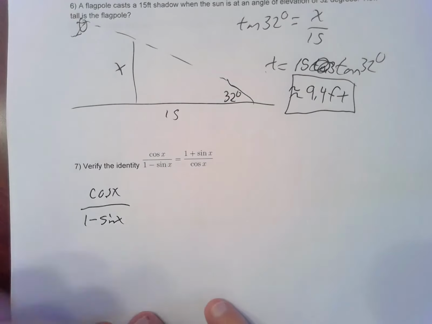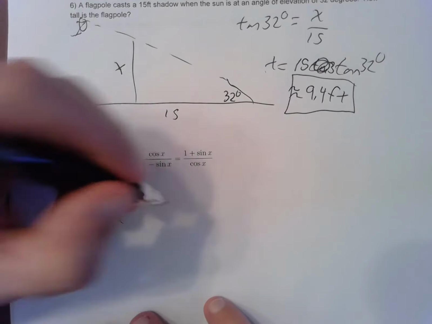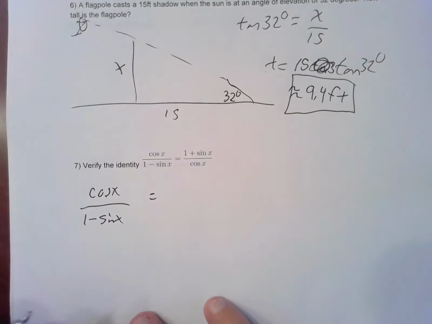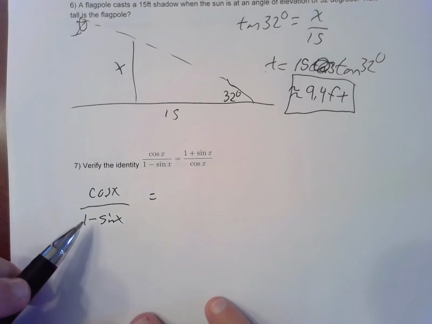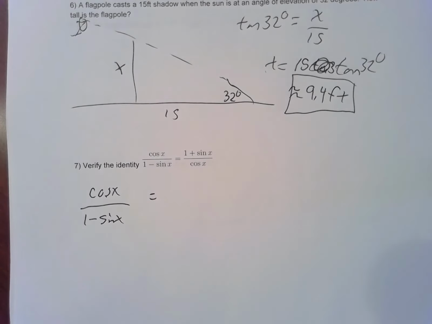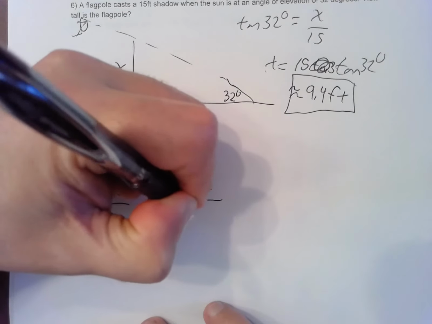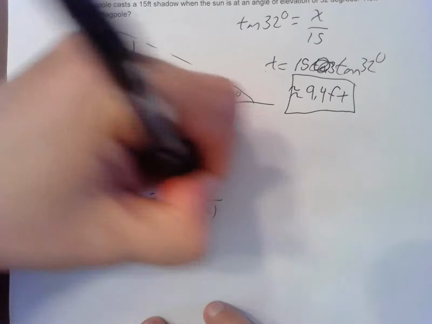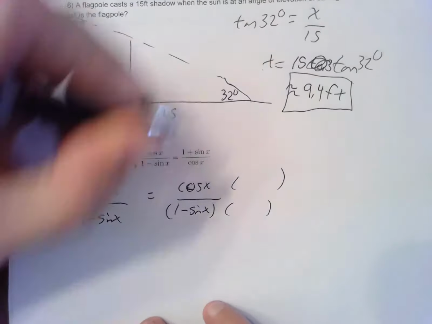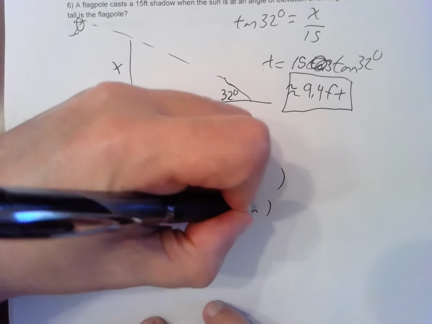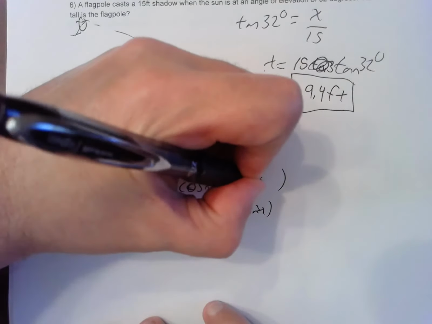I just chose the left side at random. In this particular case, it doesn't really matter. Put an equal sign, and then change something minor. Remember with these, when you have a 1 minus sine, a 1 plus cosine, anything like that, the trick is to multiply top and bottom by the conjugate of that factor. So 1 plus sine x, top and bottom.